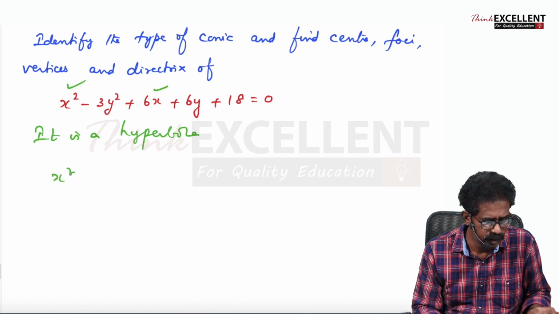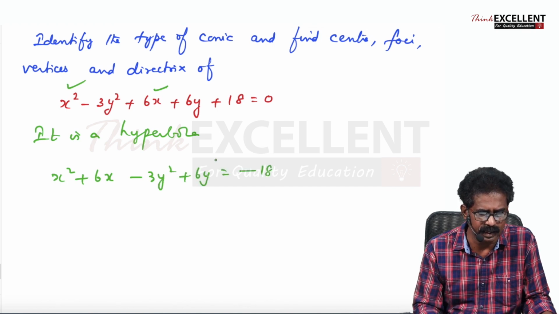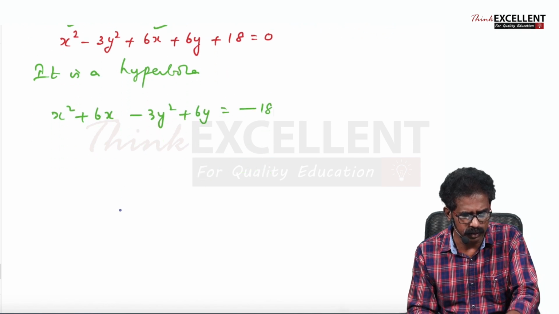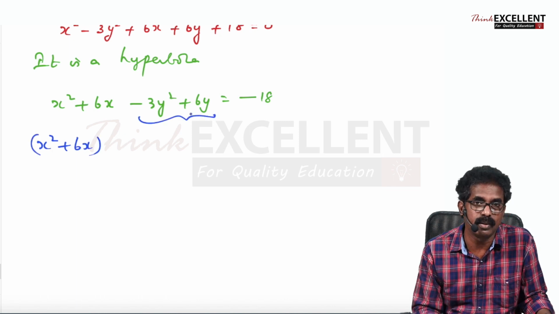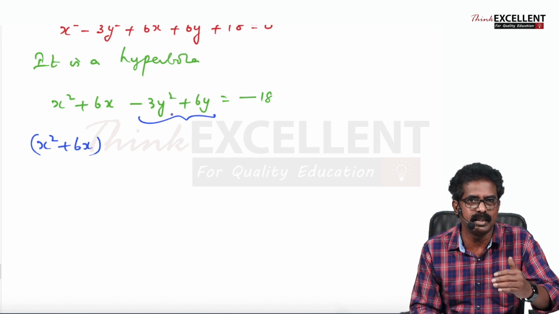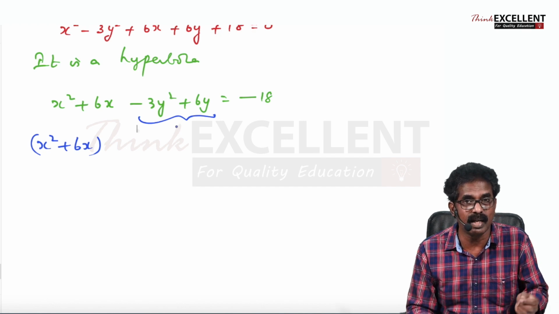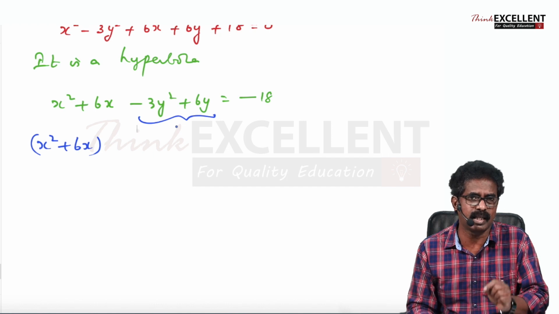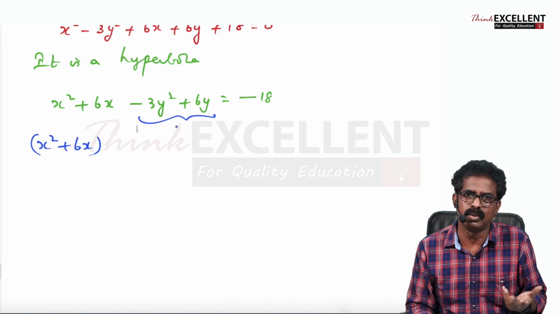So x square plus 6x, then the y terms: minus 3y square plus 6y equal to minus 18. Now completing the square, we group the x terms. The coefficient is 1 only, so x square plus 6x. Last two, next two. Here only students normally make mistakes. You have to be very careful in this step, because if you make a mistake at this stage, whatever we do will be a waste of time. So when you take it out, multiply and check it. If you spend a few seconds, you can avoid such mistakes.